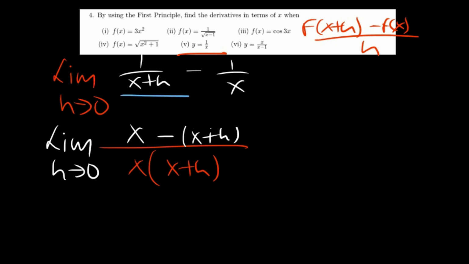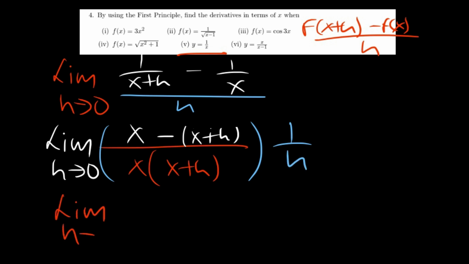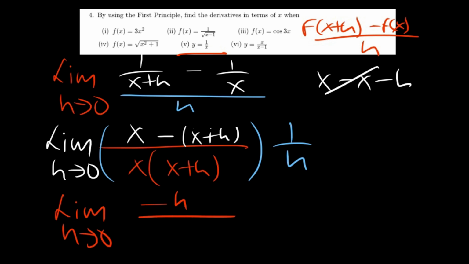So here we're dividing by h. Equally, you're dividing by h. Dividing by h, of course, I did emphasize it's as good as multiplying by 1 over h. The limit as h approaches 0. For the top part, if you distribute the negative, you end up with x minus x plus h, remaining with only a negative h on top. And then on the bottom, you have x multiplying by x plus h.